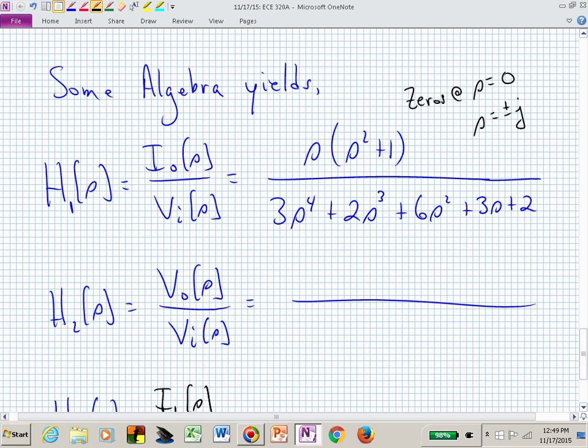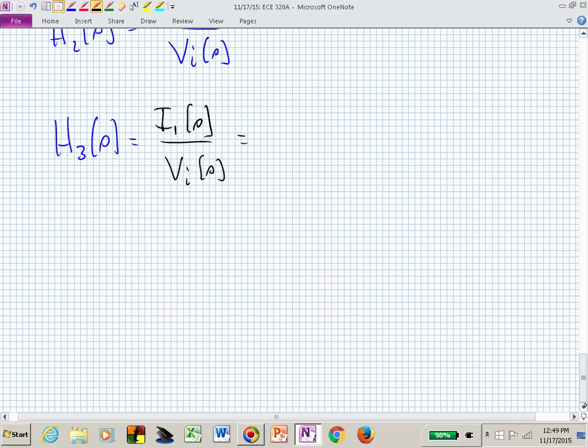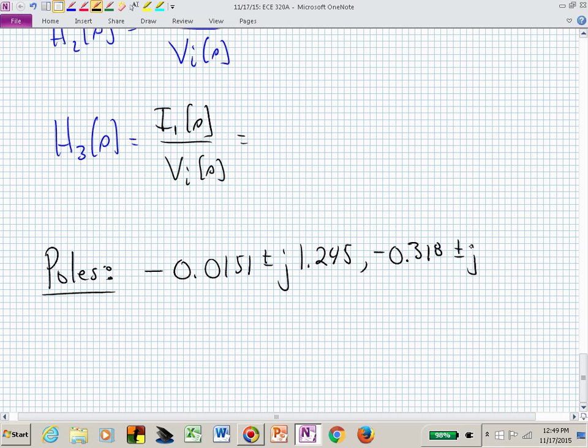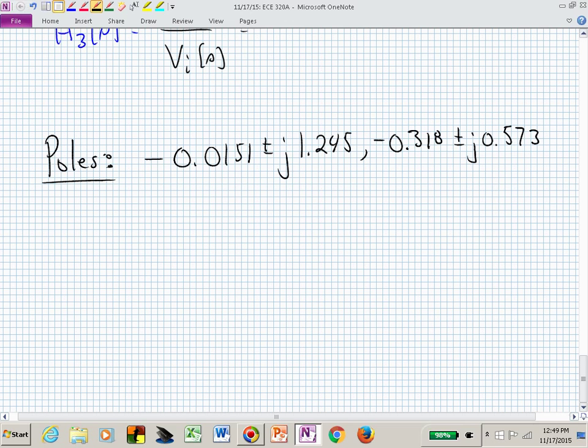So, I've done that work for us. Let me just say that the poles for that fourth order are at minus 0.0151 plus and minus J1.245, and minus 0.318 plus and minus J0.573. Very nice, neat poles. Not.